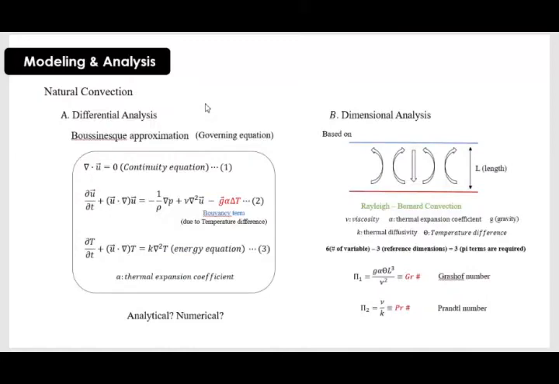There are four ways to analyze a phenomenon in fluid mechanics: differential, finite control volume, dimensional, and order of magnitude analysis. When applying the first method using the Boussinesq approximation learned earlier, we can get the above governing equation with the buoyancy term added.